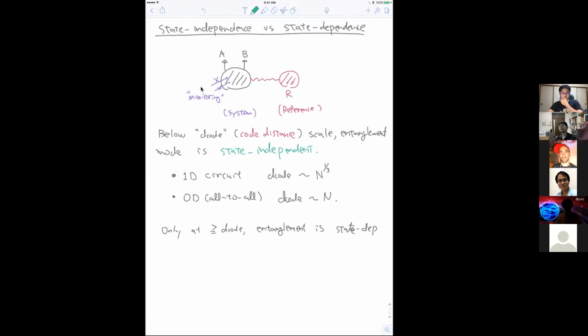But this distance scale is actually quite large, and it is known that in the 1D random circuit situation, this code distance scales like n to the 1/3, and this 1/3 has some analytical origin. But the point is that it's not a thermodynamic quantity, but it's not a constant either. It's a pretty big quantity. And for a zero-dimensional system like an all-to-all coupled system, so a Brownian type circuit with measurement, it turns out that this code distance scale is actually order of n. So it's pretty big. This means that for most of the length scales we would be interested in, the entanglement within the system is actually state independent. And only at a very, very big and complicated length scale does this entanglement become state dependent.